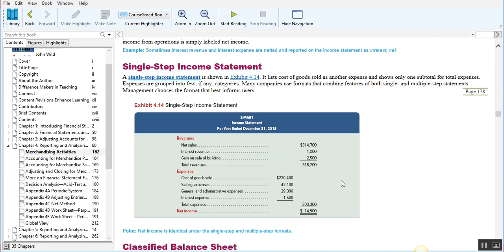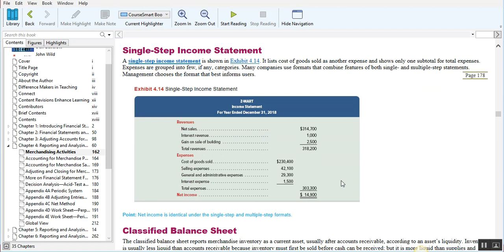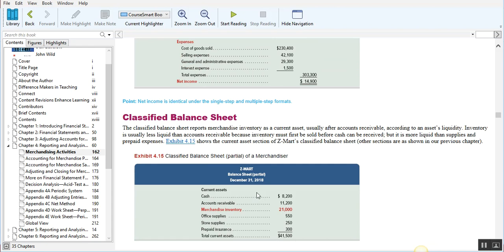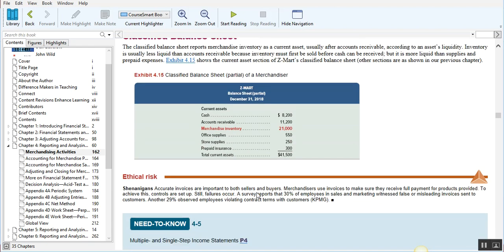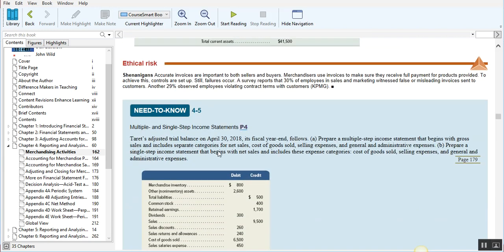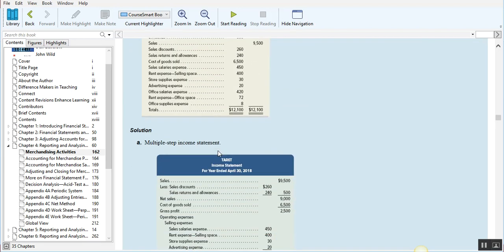So the single step income statement looks like this. This is what we're much more familiar with, basically listing out all the revenue sources and then subtracting out all the expenses. We've talked about a classified balance sheet before, where we identify current assets and long-term assets. Current assets are going to include these items they list here: cash, accounts receivable, merchandise inventory, office supplies, store supplies, prepaid insurance, and so on. So we look at those as well.